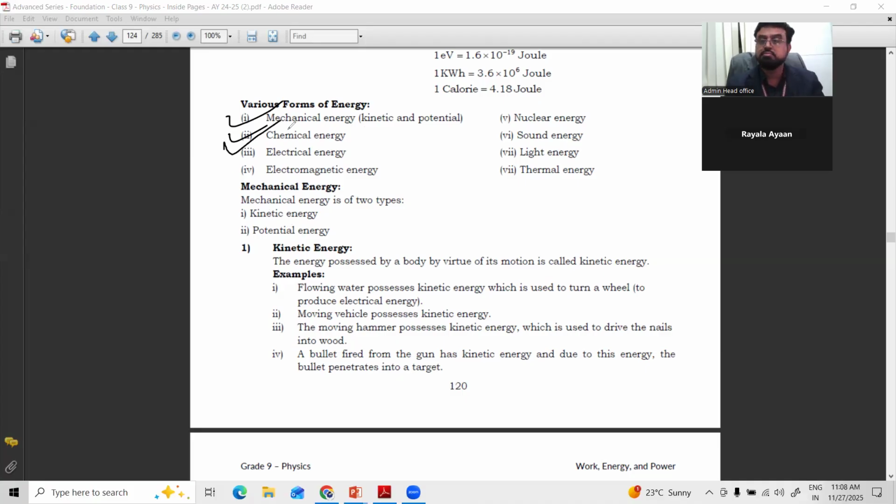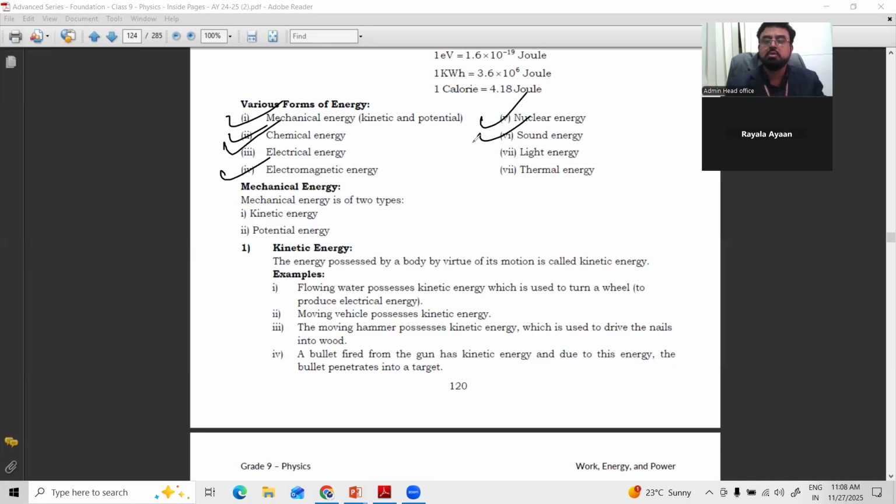Electrical energy. Electricity does a lot of work. Without electricity, we cannot even imagine our life. Electromagnetic energy is one kind we come across in higher classes. Nuclear energy is very powerful, the most powerful form of energy. Hydrogen bombs and atom bombs are devised by this method only.